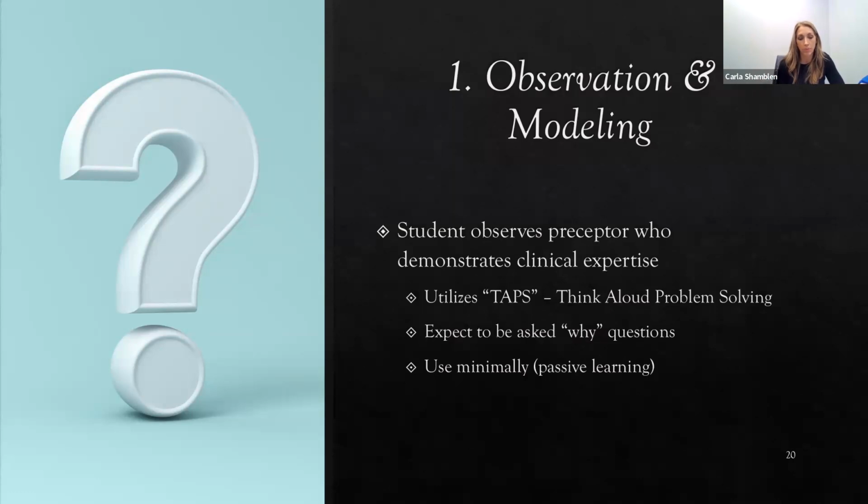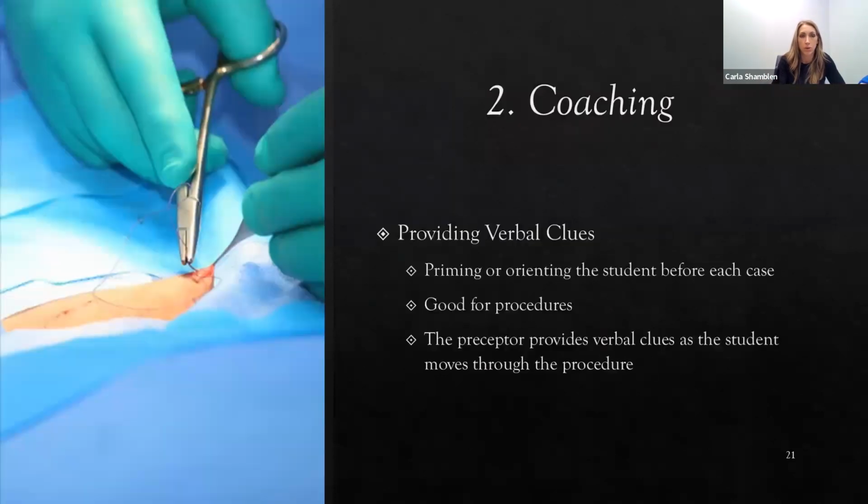Again, I think a lot can be learned from passive observation, but we really want our students to be involved and active. So I want to share some other strategies. The next one is coaching, which is really good for procedural skills. This means providing a verbal cue as the student is actually performing the procedure. You can prime them in advance, orient them to the case and how you want things to go, and then give them step-by-step encouragement and verbal cues as they go through the procedure.